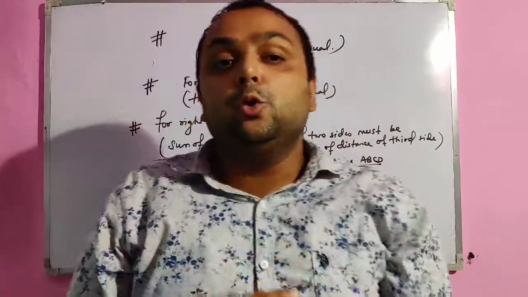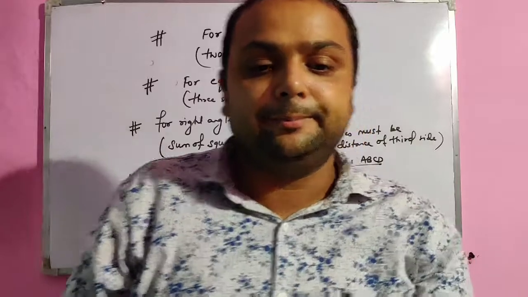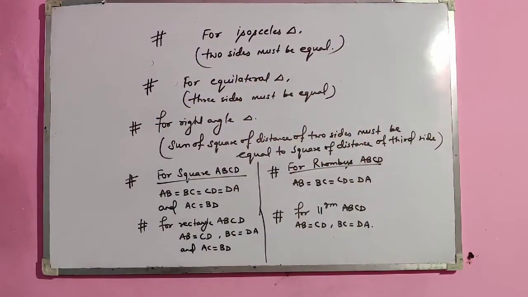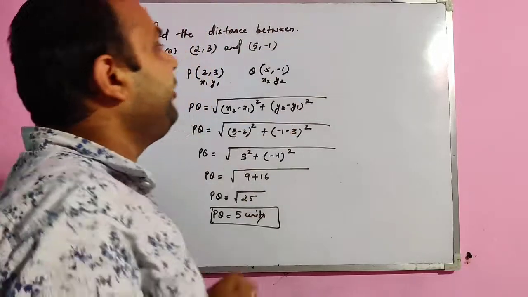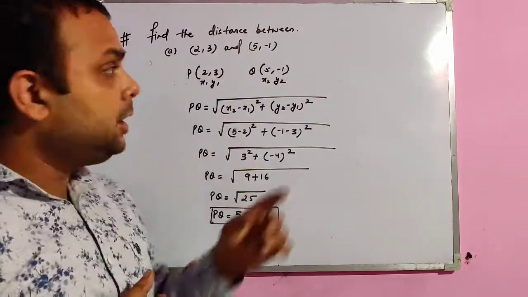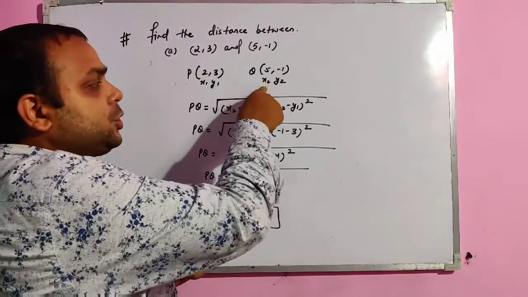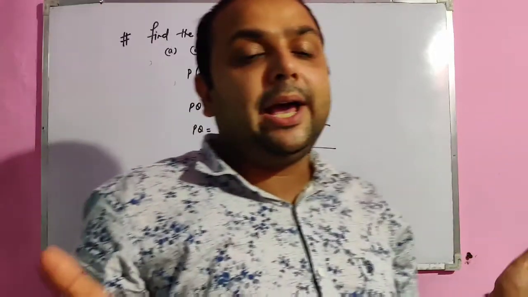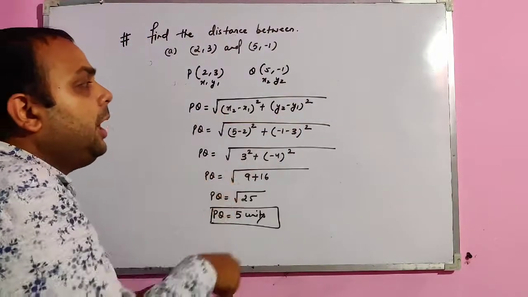Now I am going to tell you some questions which will help you to understand the distance formula more clearly. Now we'll see one question. Find the distance between 2, 3 and 5, minus 1. So first is P and second is Q. This is x1, y1, this is x2, y2. We all know the formula, x1 minus x2 or x2 minus x1 whole square plus y2 minus y1 whole square, under root. So this is the formula.